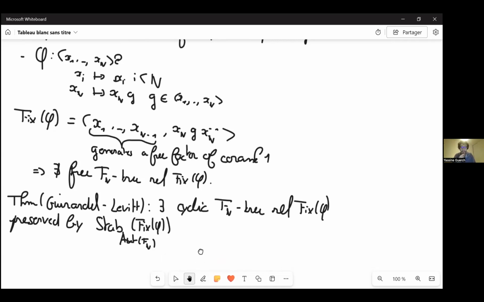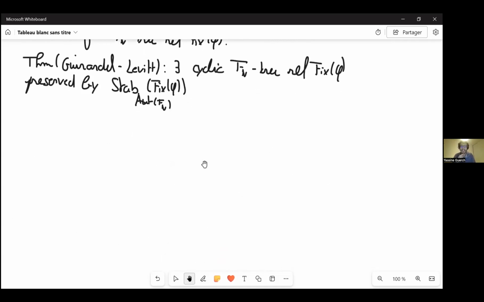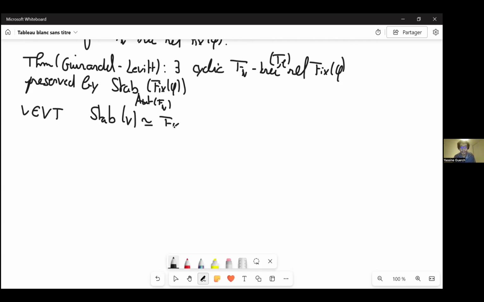And what's quite remarkable is that they give a complete description of the vertex stabilizers. If you take a vertex of this tree, the stabilizer of V will be either isomorphic to Fix(phi), or the stabilizer of V will be isomorphic to the fundamental group of a surface.